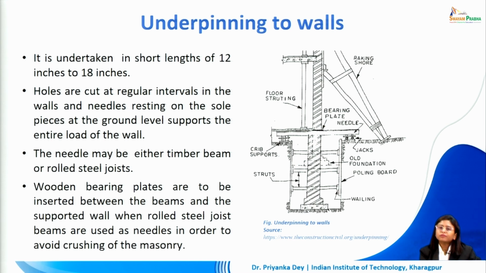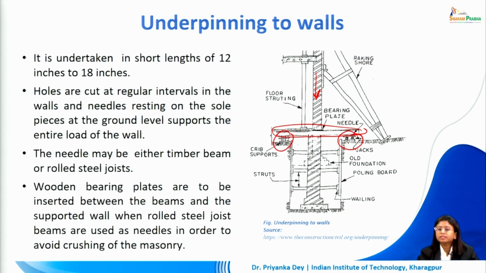So the next type of underpinning that we need to take a look at is the one done for walls. This is undertaken in short lengths of 12 inches to 18 inches only. Now the holes are cut at regular intervals in the walls, and of course needles resting on sole pieces at the ground level support the entire wall weight. So this particular self weight of the wall is being supported with the help of this needle that has been inserted through a hole in the wall, and it is supported with the help of these jacks and crib supports.